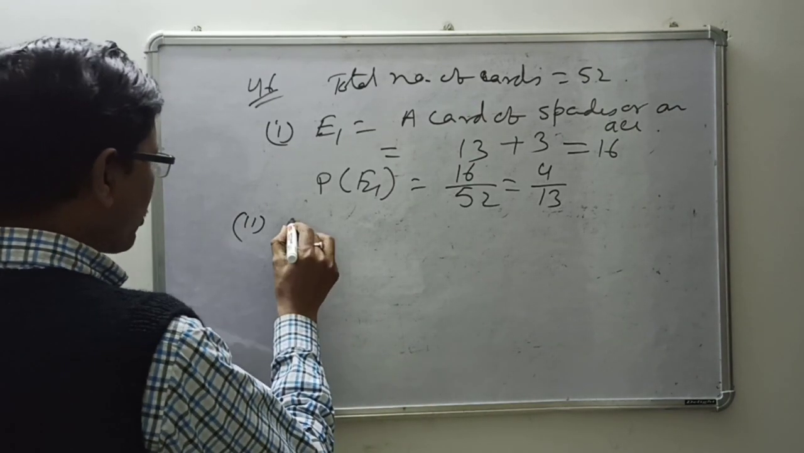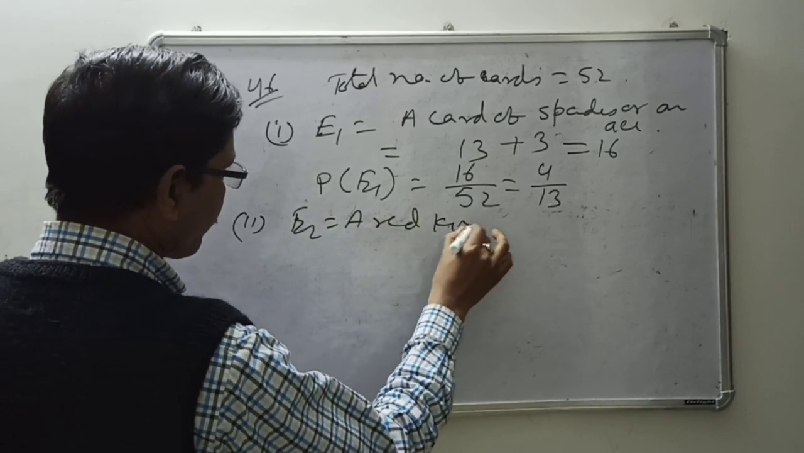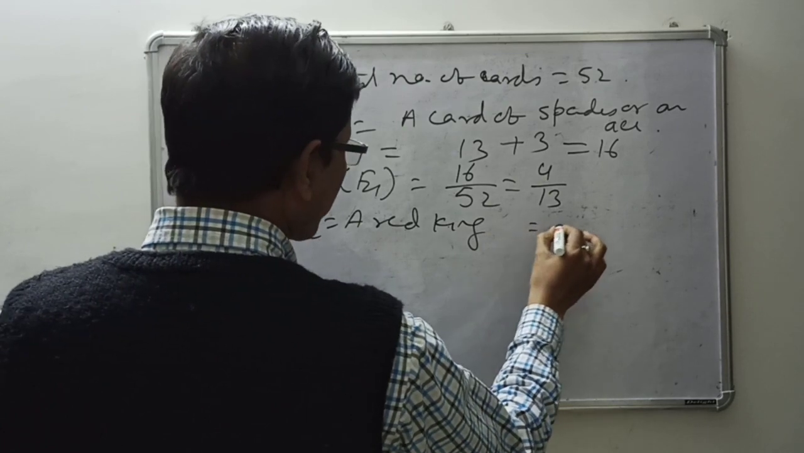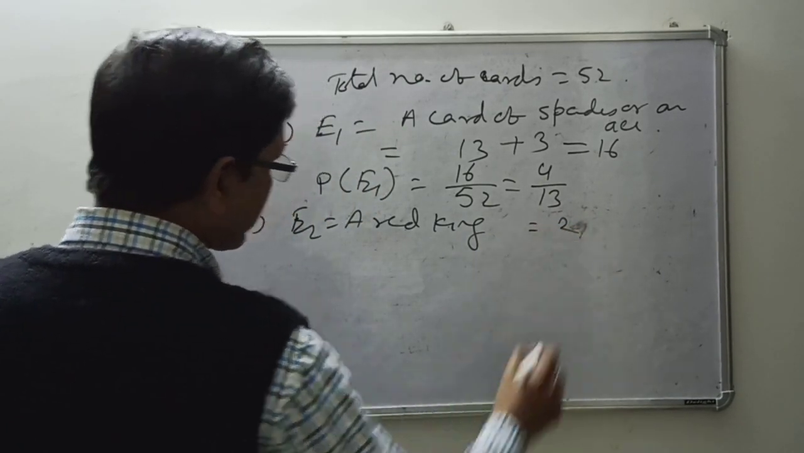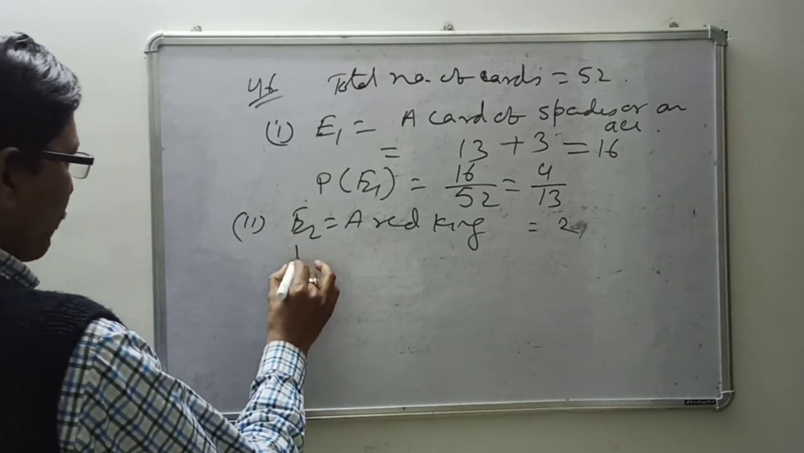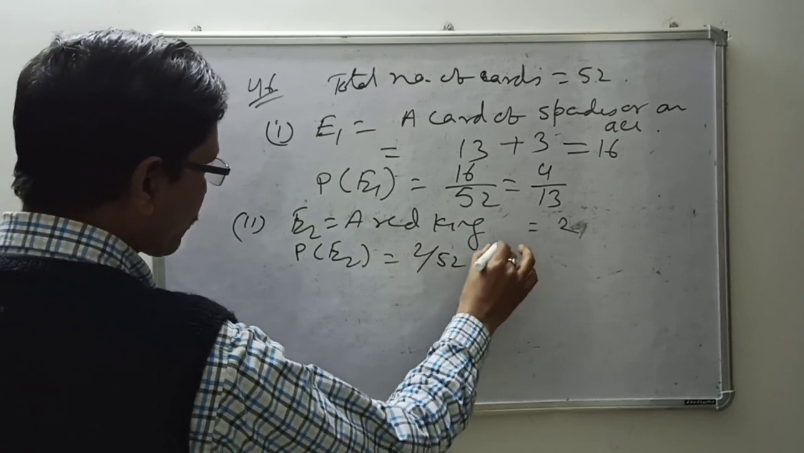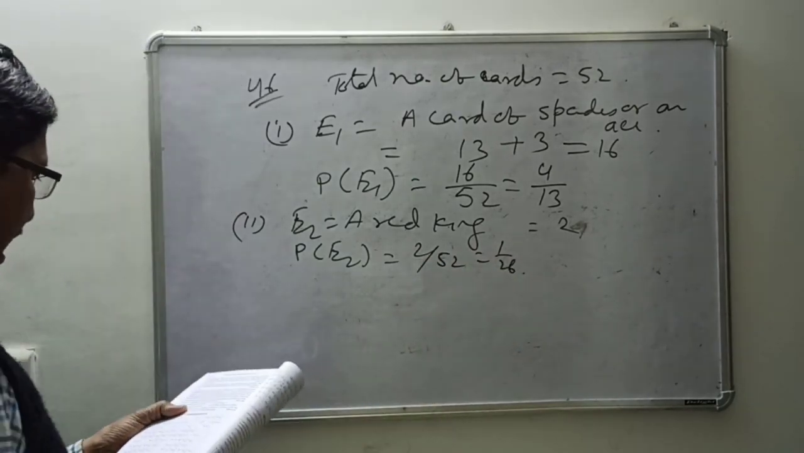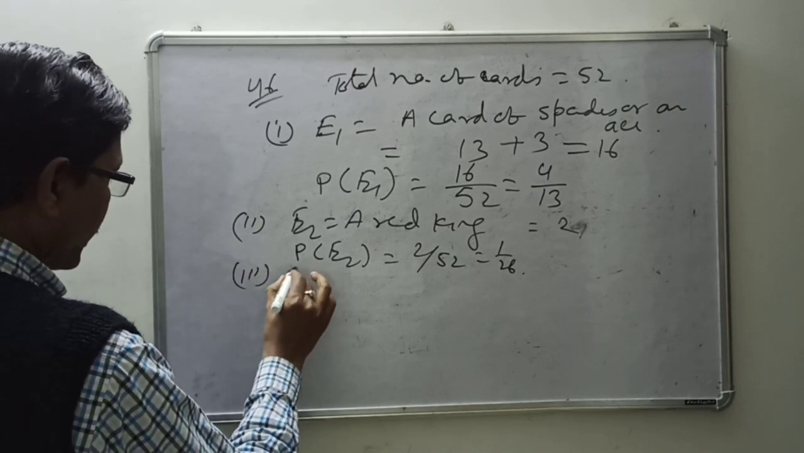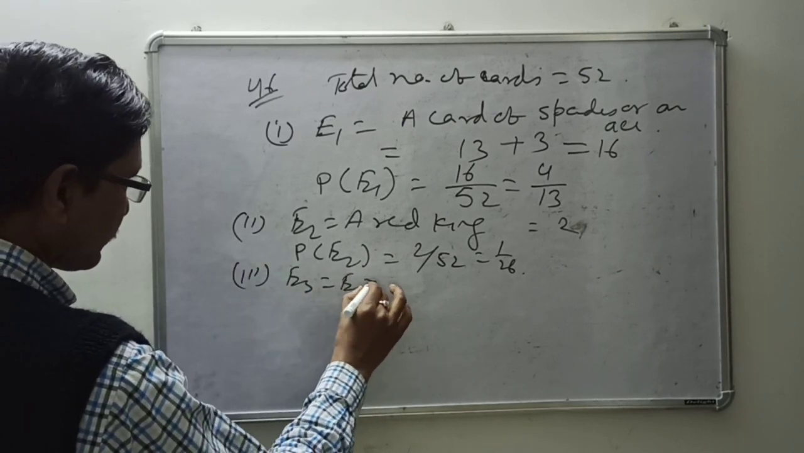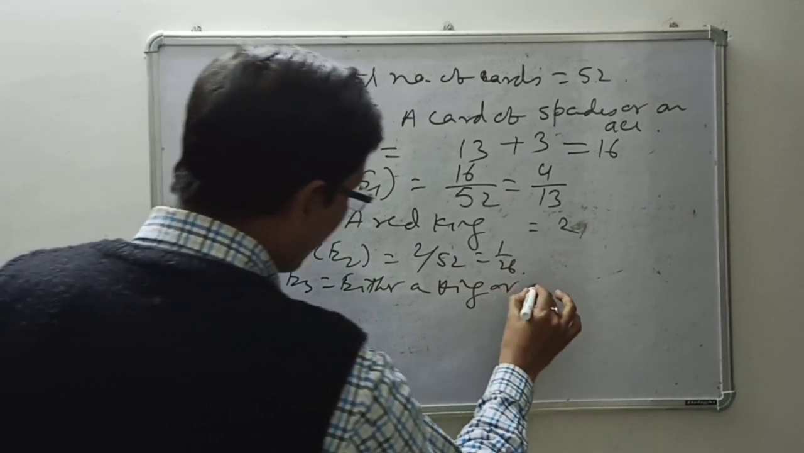a red king. That is the simple one. Red king, that is hearts and diamond, 2. Therefore, the probability of this one you will get is 2 by 52 or 1 by 26. And either a king or a queen.